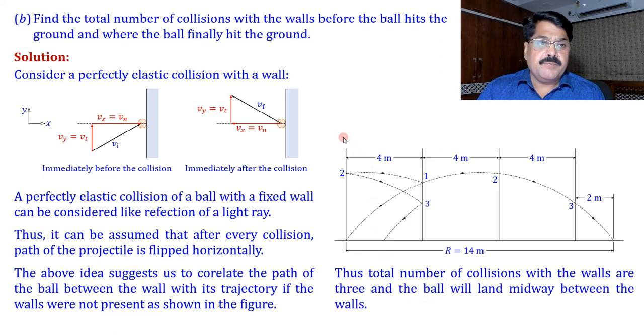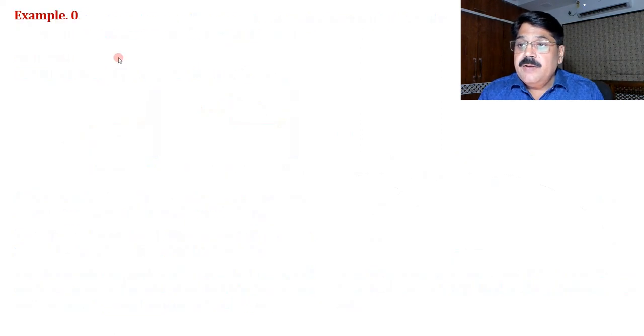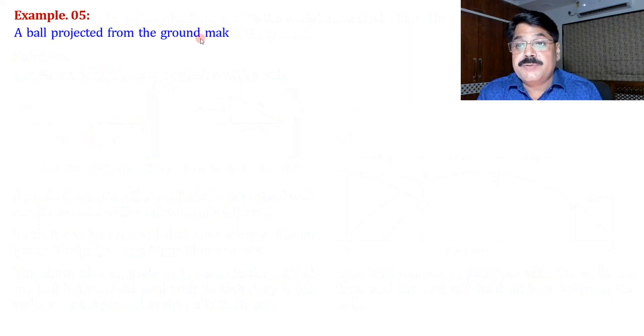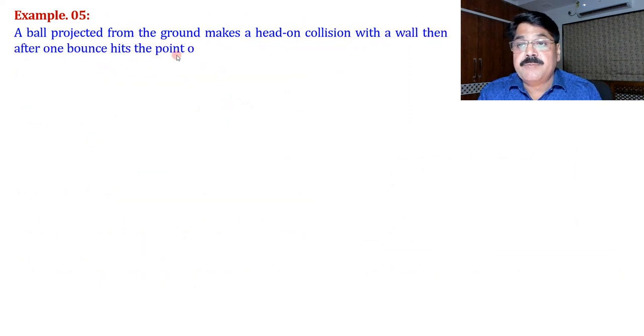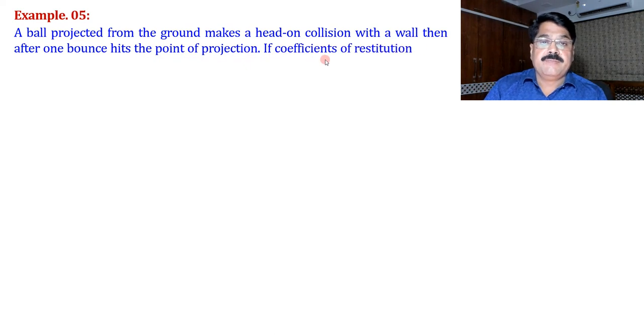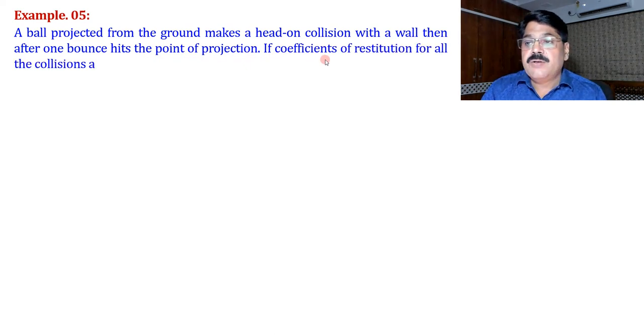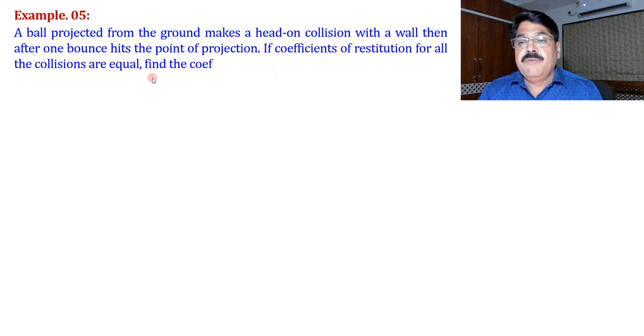Now, the idea we have learned here, let us try to extend it to some other example. Let us see. Example 5. A ball projected from the ground makes a head-on collision with a wall, then after one bounce hits the point of projection. If the coefficient of restitution for all the collisions is equal, find the coefficient of restitution.